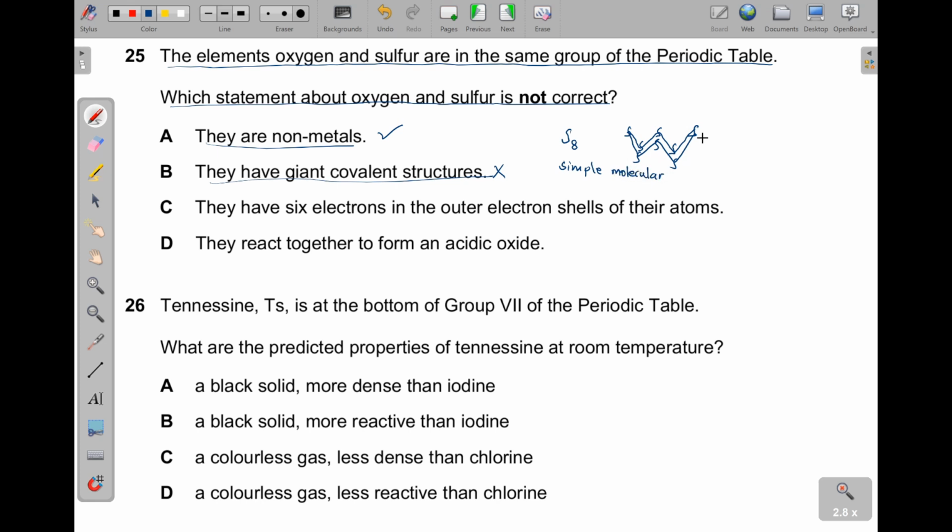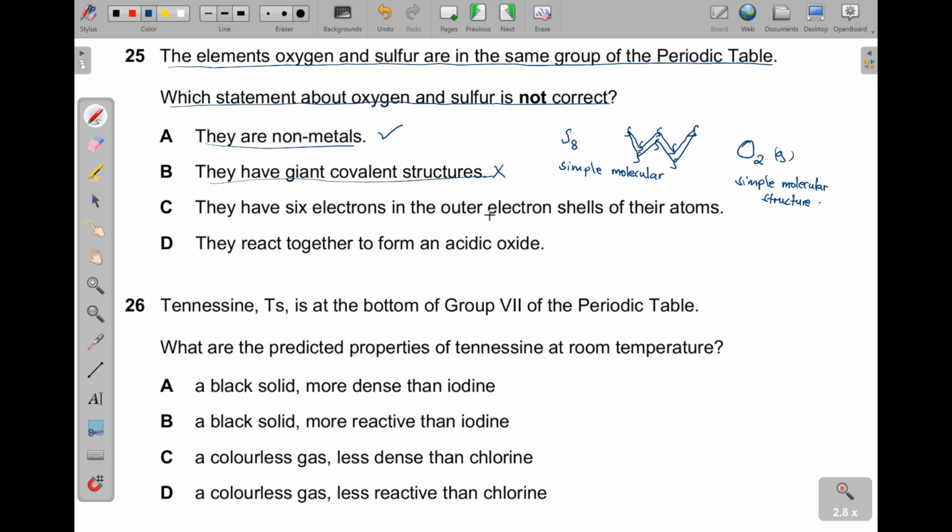Simple molecular. Oxygen is a gas. It also has the same simple molecular structure. Okay, so you cannot have a gas that has a giant structure. That cannot be there. So B is off.